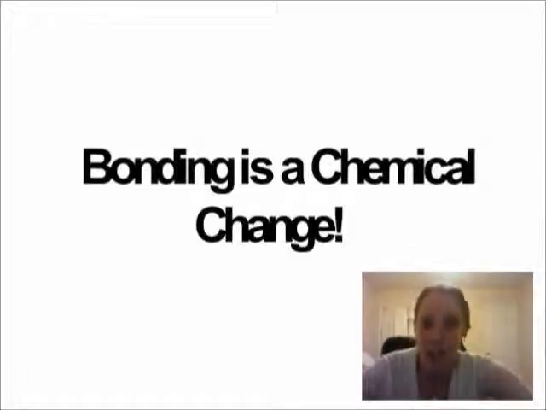So whenever we're talking about bonding, we want to keep in mind that bonding is a chemical change. When we bond two things to one another, we are creating something new that has properties that are different than when those atoms are separate from one another. And so this is going to be a chemical change. And we can write this chemical change as a chemical equation.